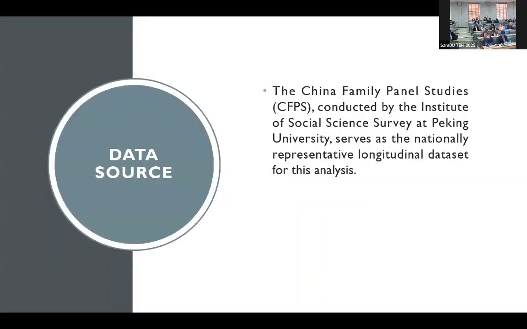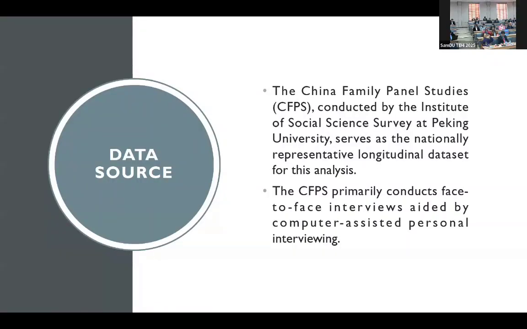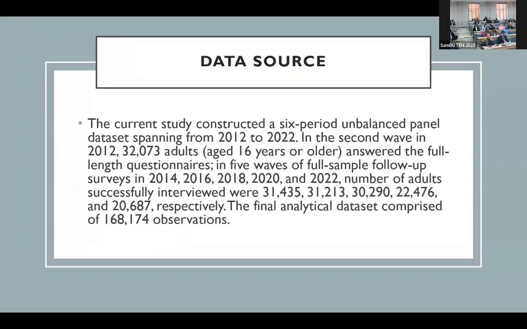Next, I want to introduce a little bit about the data. The data used in this study is the China Family Panel Studies, conducted by Peking University. This is longitudinal data starting in 2010, and it collects three levels of data: individual, household, and community. We use data from 2012 to 2022, with more than 168,000 observations included in this study.